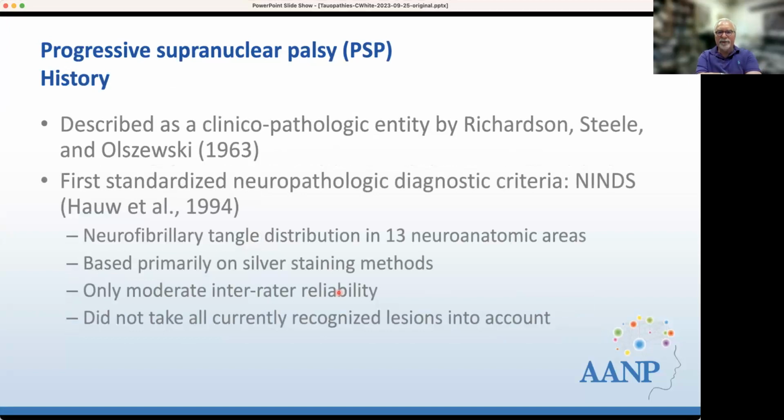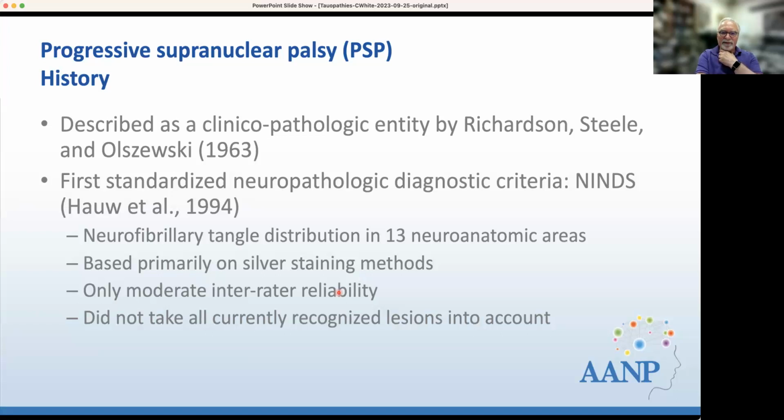Progressive supranuclear palsy is similar to cortical basal degeneration in the sense that it's a 4R-restricted tauopathy, and it also often presents as an atypical Parkinsonian syndrome. It was first described again as a clinical pathologic entity by Richardson, Steele, and Olszewski in 1963.